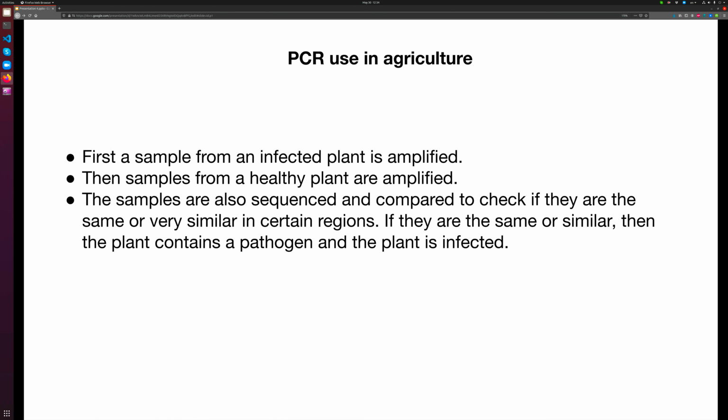So what's the use of PCR in agriculture? First, a sample from an infected plant is amplified. So you can see an infected plant. And then a sample from a healthy plant is amplified, for example, a plant from another field. And they're also sequenced and compared using a program like OpenChrome, but this time they're compared to check if they're the same or very similar in certain regions. If they're the same or similar, then the plant contains a pathogen. And if the plant contains a pathogen, the plant must be infected.